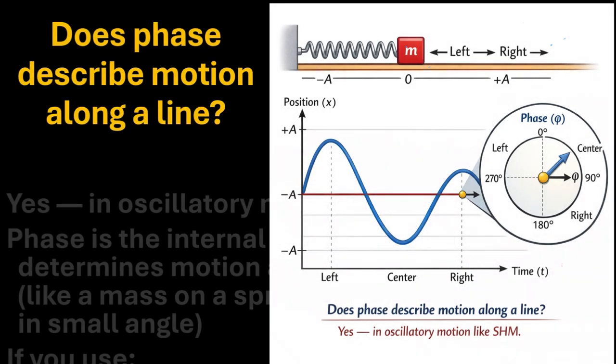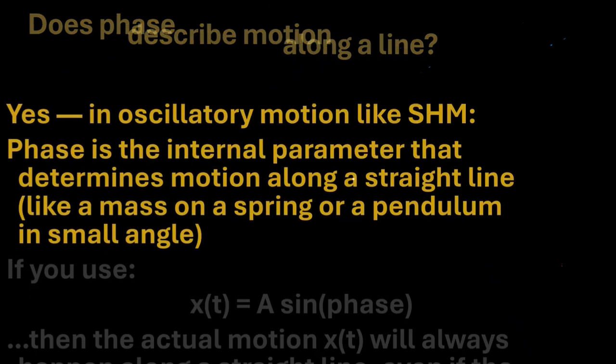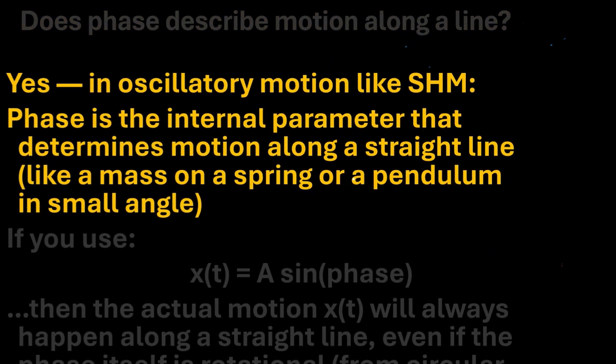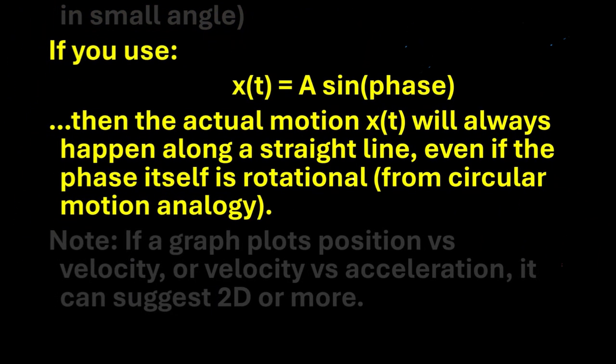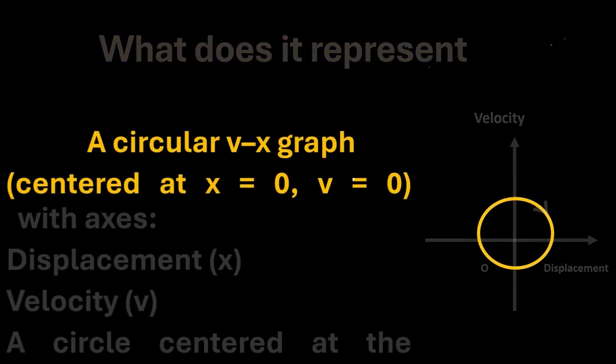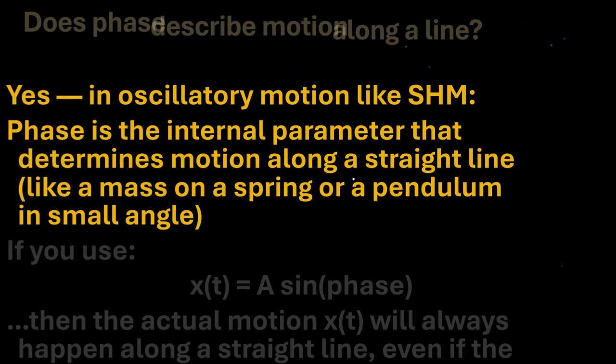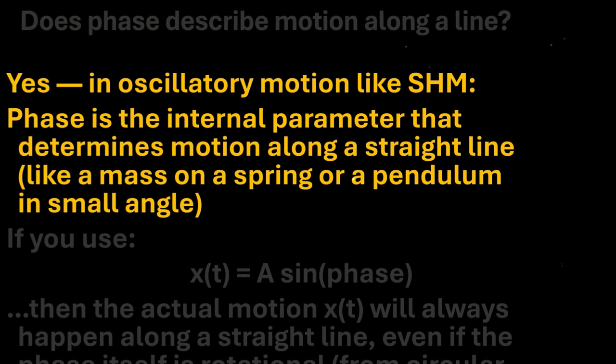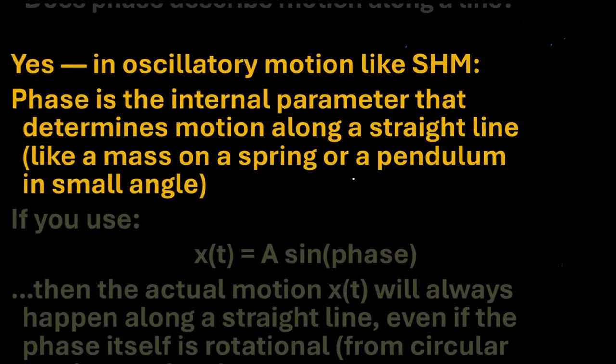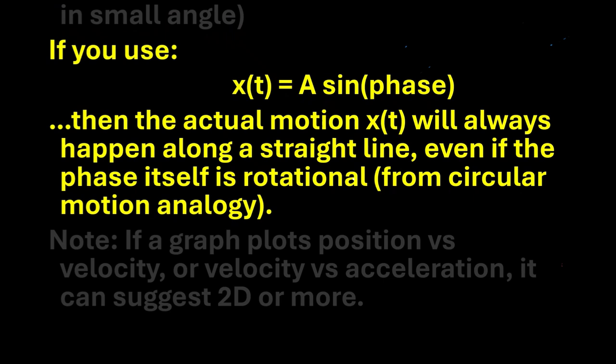Okay. Now, does phase describe a motion along a straight line in reality? Yes. In oscillatory motion, like simple harmonic motion, phase is the internal parameter that determines motion along a straight line, like a mass on a spring or a pendulum at a small angle. Okay. So, say for instance, if you use the formula x of t is equal to A sine of the phase, in particular A sine(omega t plus phi 0), then the actual motion x of t will always happen along a straight line, even if the phase itself is rotational, the analog from circular motion.